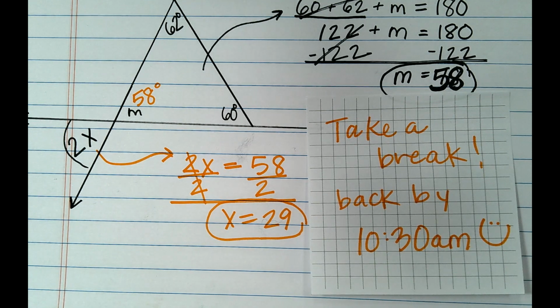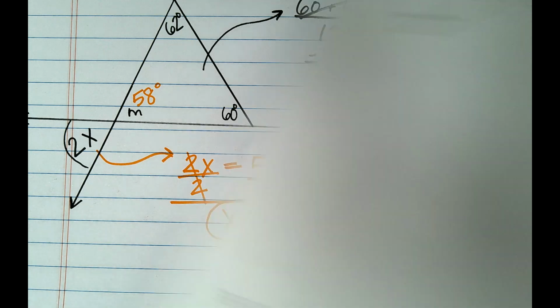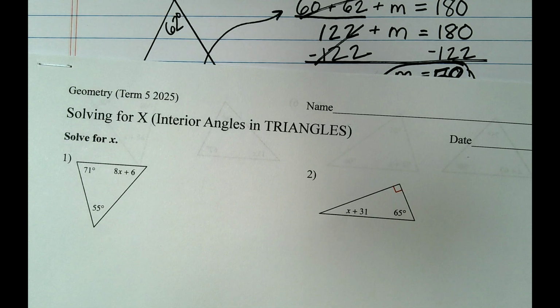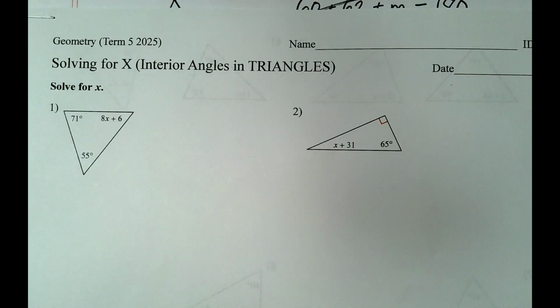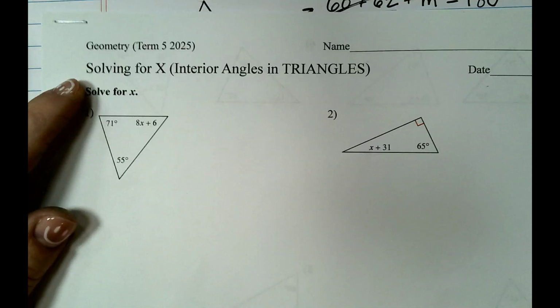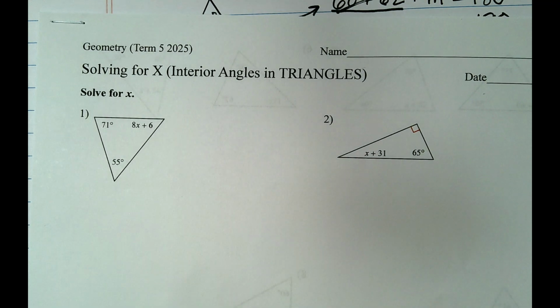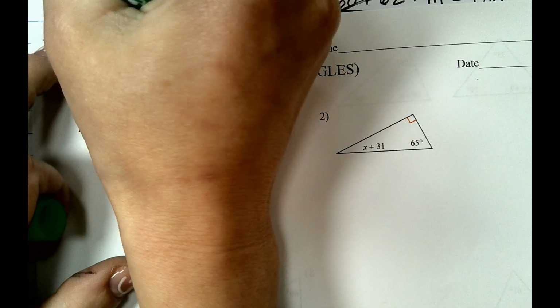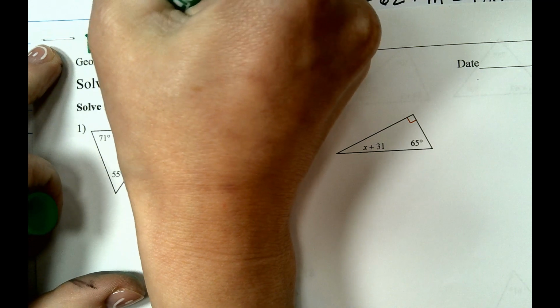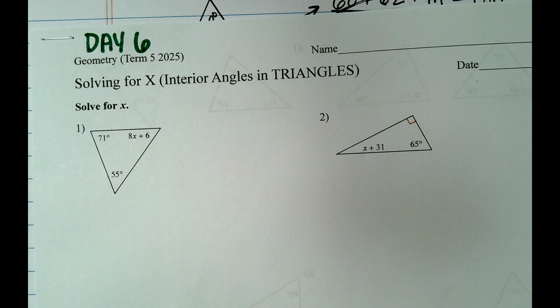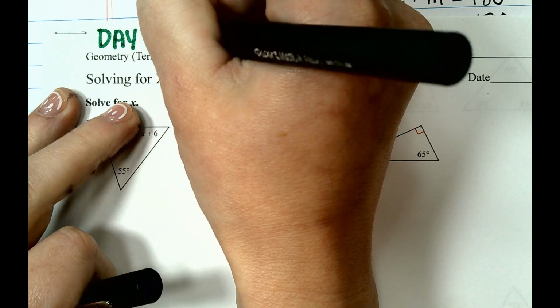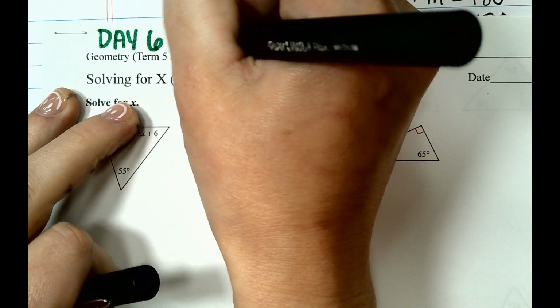All right, guys, we are back, and all of you should have a copy of this worksheet at your table. If you do not, there's extras up at the front of the room. I think I got everybody though. And I'm just going to write on the top that this is day 6, so that I can keep track of when we did it.